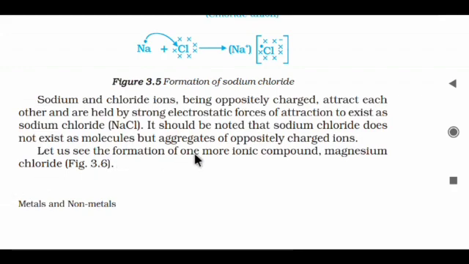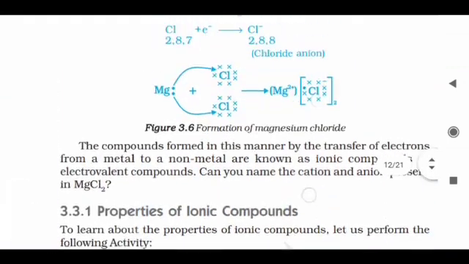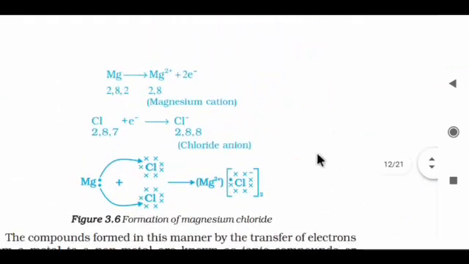Let's see the formation of one more ionic compound, magnesium chloride. How will magnesium chloride be formed? See here, magnesium has 2 extra electrons, so it will donate 2 electrons, but chlorine needs just 1 electron only. So what will happen? To donate 2 electrons, magnesium needs 2 chlorine atoms.